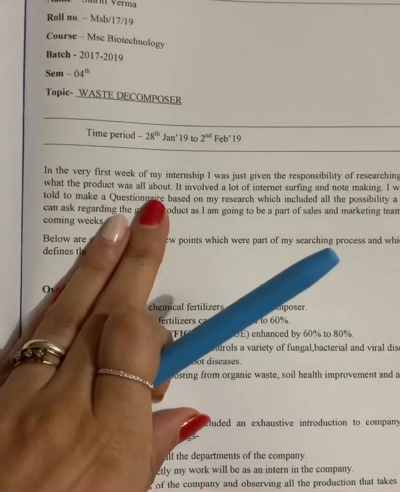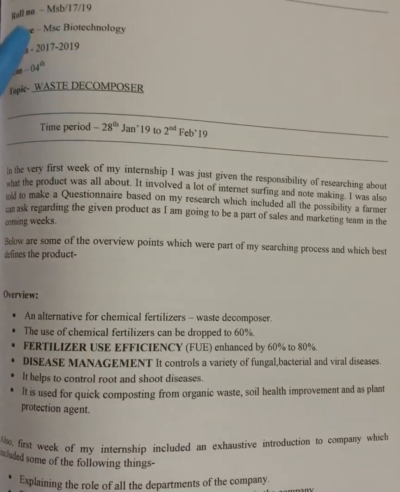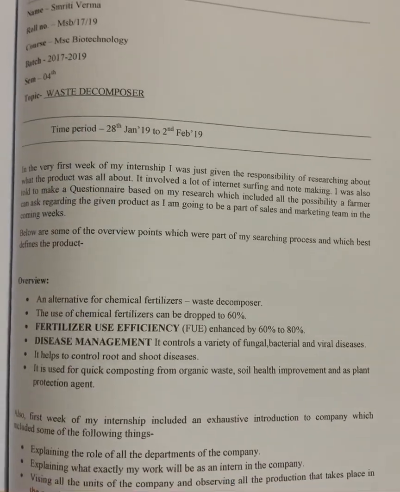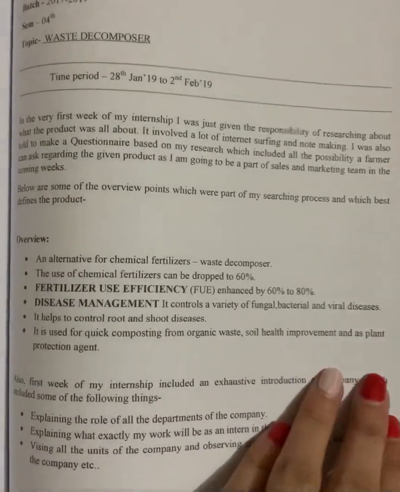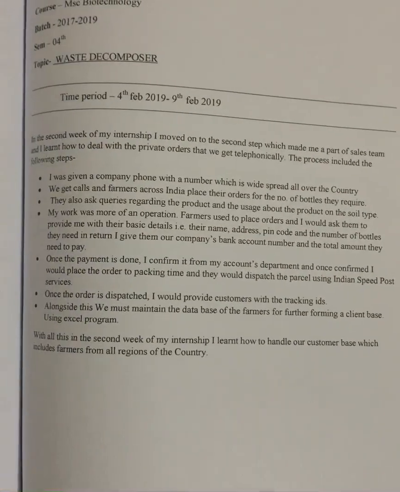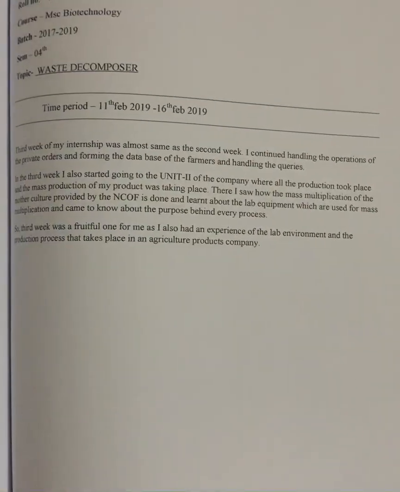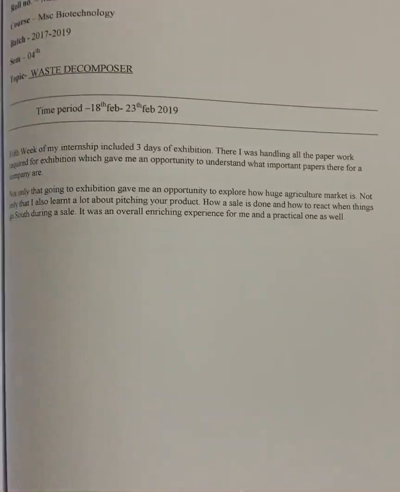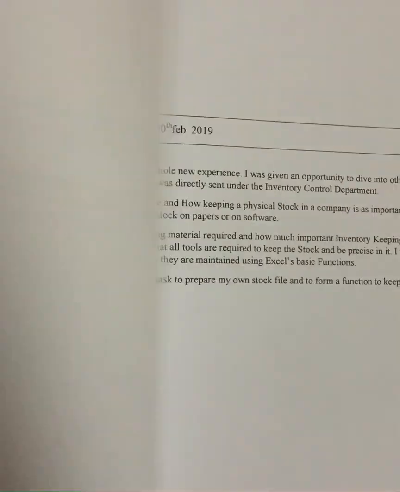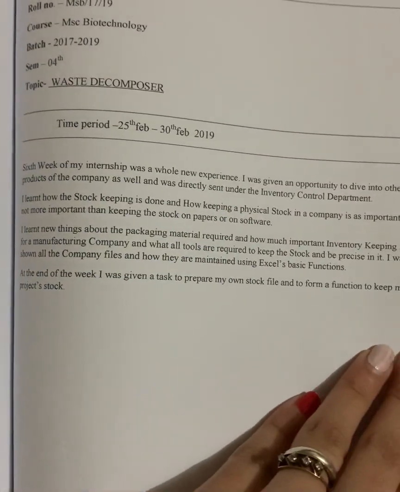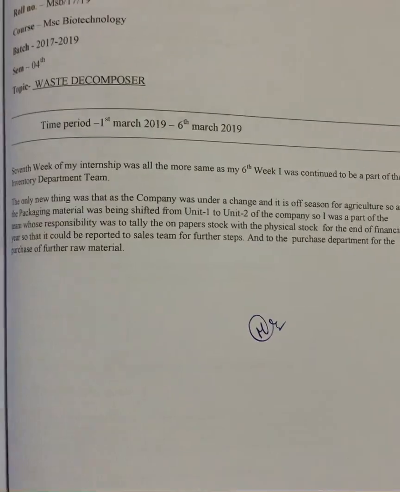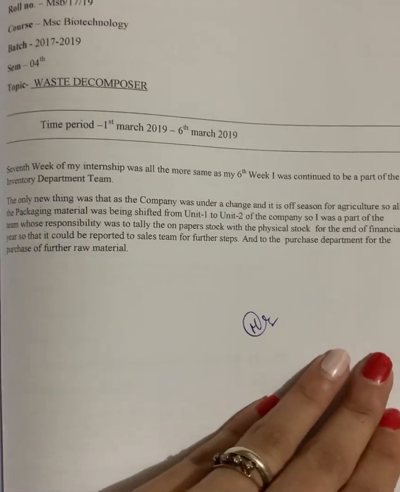Weekly progress reports are basically there to have your experience. So basically you can write in the very first week of internship, I was just given the responsibility of researching about the topic, and then you can proceed slowly by mentioning all the things that you have learned in every week. WPRs are very small, they are just a small brief about whatever you have learned.